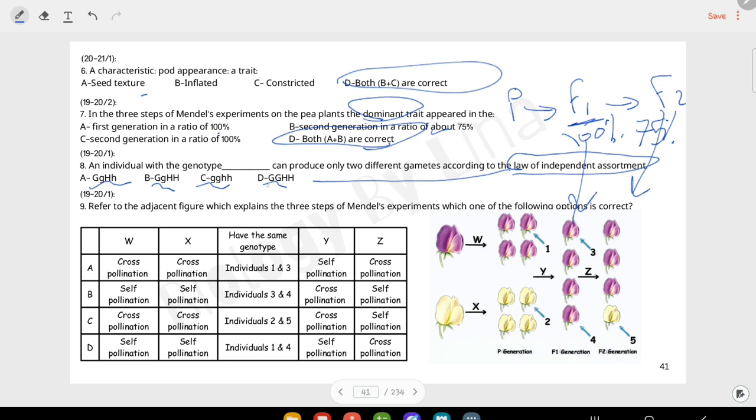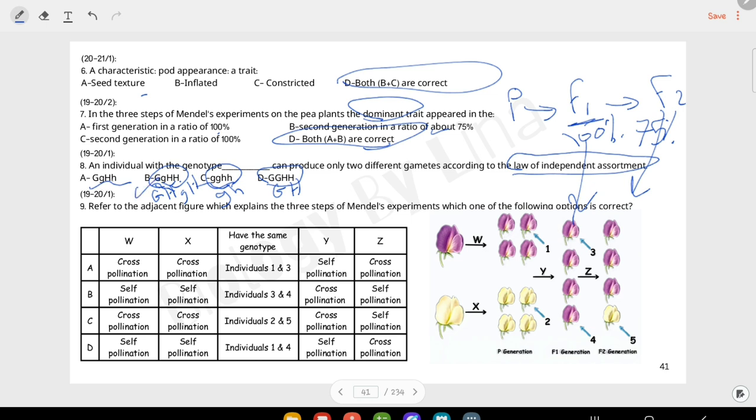We said before, if the genotype of the parent is homozygous like that, all the gametes will be G capital, H capital. What about here? It's also homozygous, so all the gametes will be G small, H small. What about if you have heterozygous and homozygous? Yes, this one will produce two different types of gamete, as the question asked. Why? Because the gametes will be G capital H capital and also G small H capital. So this one will be the correct answer.